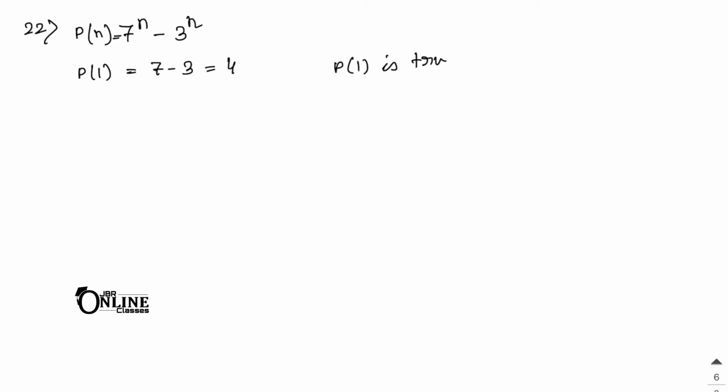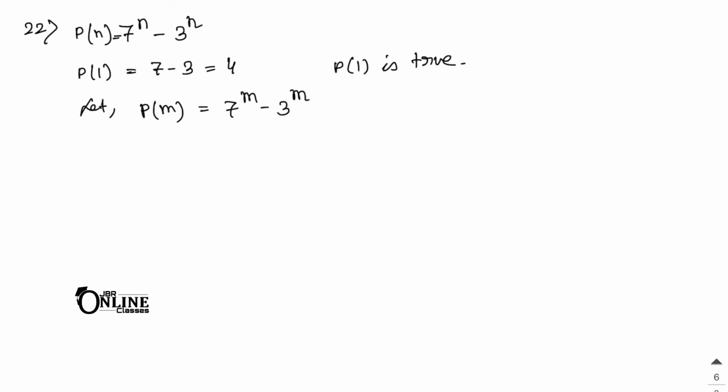Now next one, sum number 22. In sum number 22, 7 to the power n minus 3 to the power n is divisible by 4. So for n, that one is divisible by 4. For P1, that equals 7 minus 3, that equals 4, which is also divisible by 4. So P1 is true.